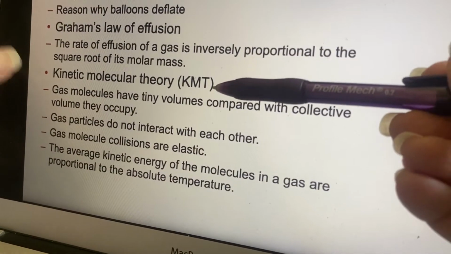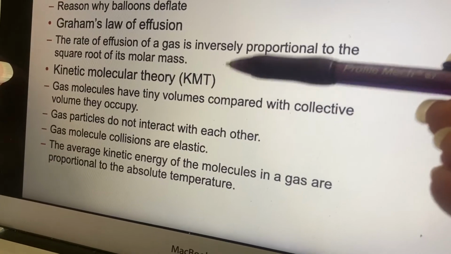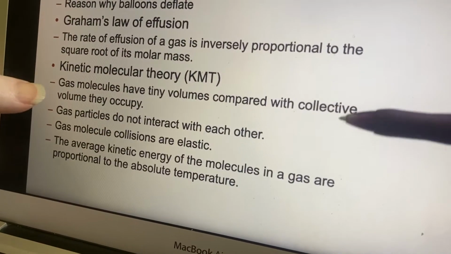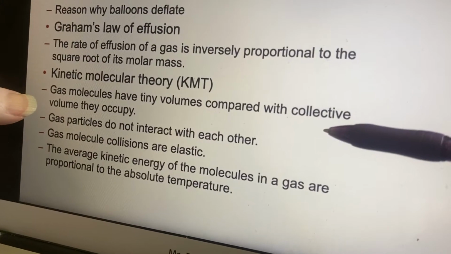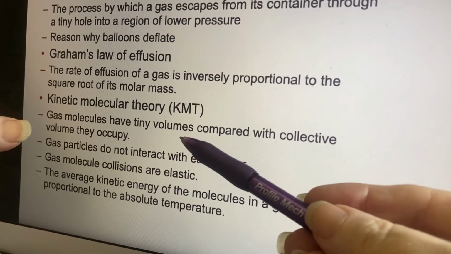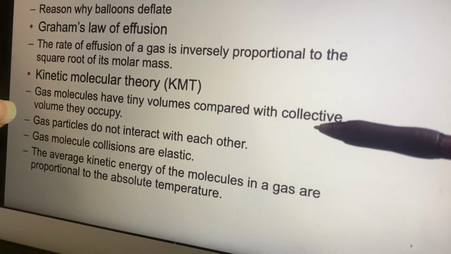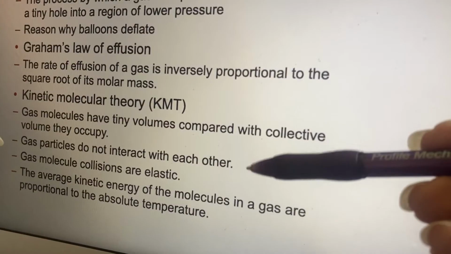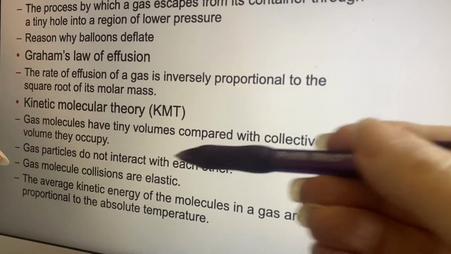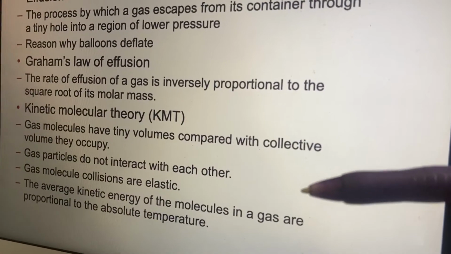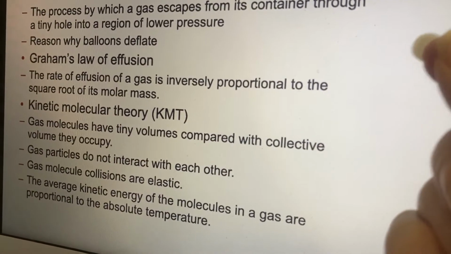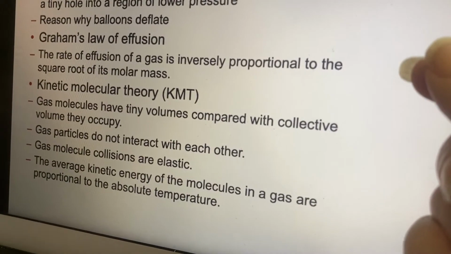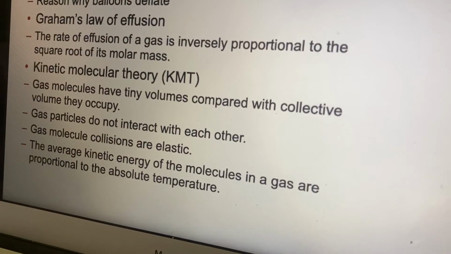Now, what are the primary tenets of kinetic molecular theory? Well, first of all, the molecules themselves are very tiny in comparison with the volume that they're occupying. In other words, they're each far apart. These gas particles are far enough apart they don't interact with each other. So they're far enough apart that the intermolecular forces we studied don't have any effect.